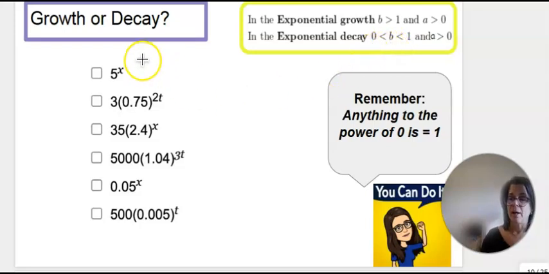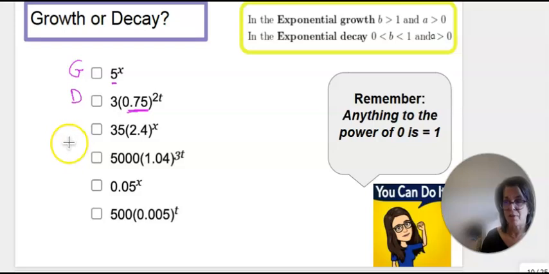All right, so here my value of b, the base of the exponent, is 5. Bigger than 1, right? This means that it is growth. All right, look at the next one. Which part of this is our b? It's the base, the part that's being raised to the exponent. 0.75, that is less than 1. That is decay. All right, I want you to try the rest of them. Pause the video now and come back when you're ready to check your work.